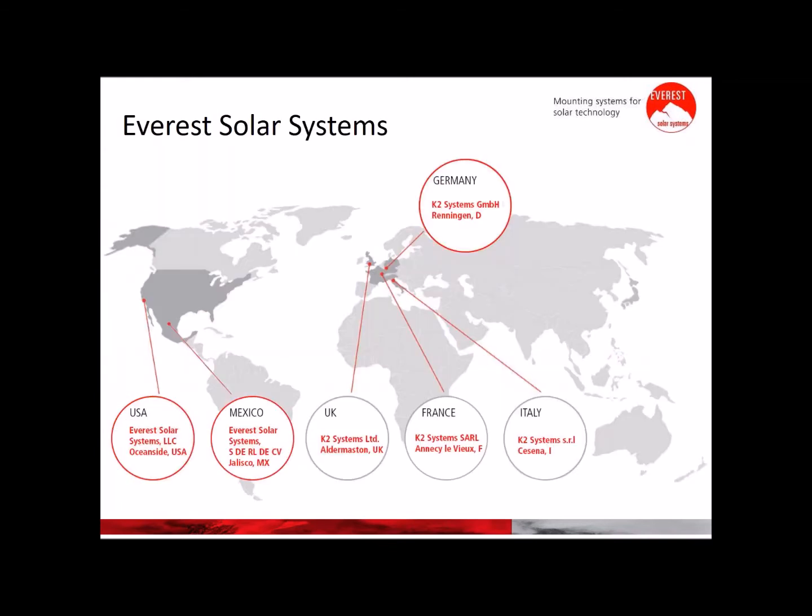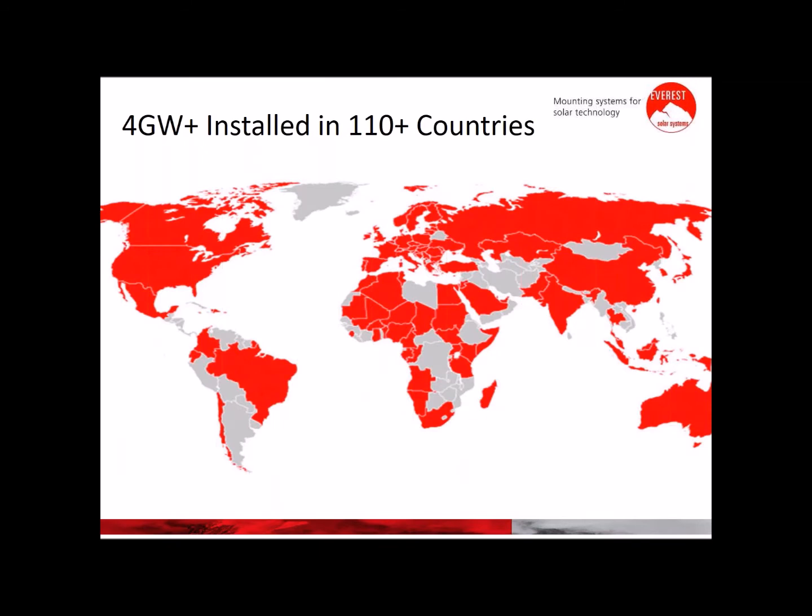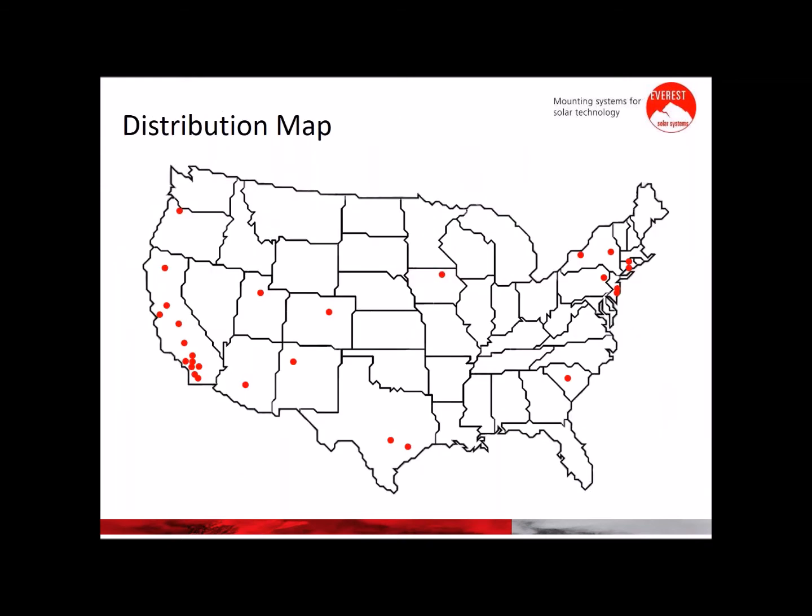Everest Solar Systems is located in Southern California, and our parent company's headquarters is located in Germany. We also have a presence in Europe, including Italy, France, and the UK, and we have recently opened an office in Mexico. We have worldwide presence with over 4 gigawatts installed in over 110 countries. And this is our distribution map. As you can see, we have distributors spread all over the USA.